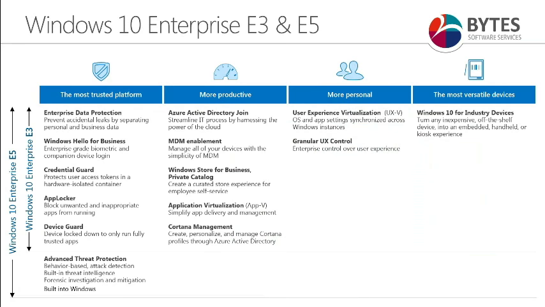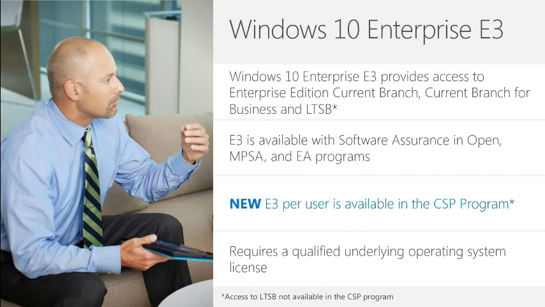So just to give you an idea of the features included within the Enterprise Edition, E5 simply just includes Windows Defender Advanced Threat Protection, so that's client-side behavioral-based attack detection for obviously once attacks have happened, just to understand what's the impact of those attacks. So Windows 10 Enterprise E3, that's what we've been used to in the past.